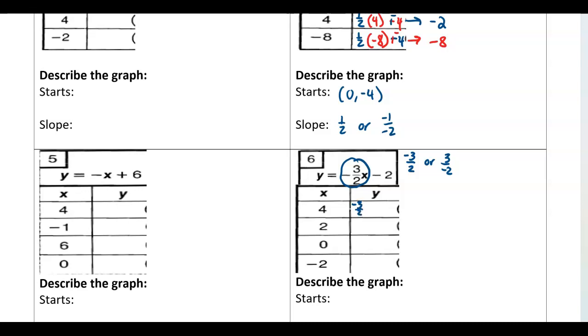So when you plug in that, you'll say negative 3 over 2. So negative 3 times 4 is negative 12. And then negative 12 divided by 2 is negative 6. And then negative 6 minus 2, plus negative, gives you your output of negative 8. You can also use a calculator to double check. All right, that's it. The rest is yours.